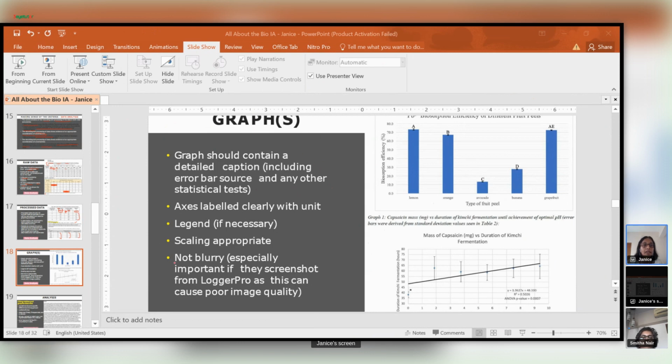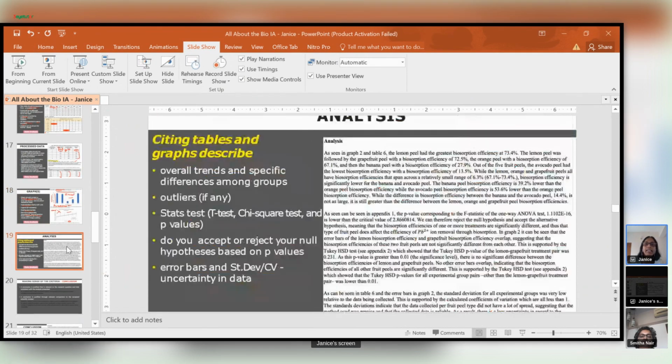If you're taking a screenshot, it should not be blurred, but it is better that you make the graph using an Excel sheet. How are you going to make the graph? Using an Excel sheet. Got that very clear? You will use an Excel sheet. You will not take a snapshot. That is not right. Now, coming to the next one, the analysis.